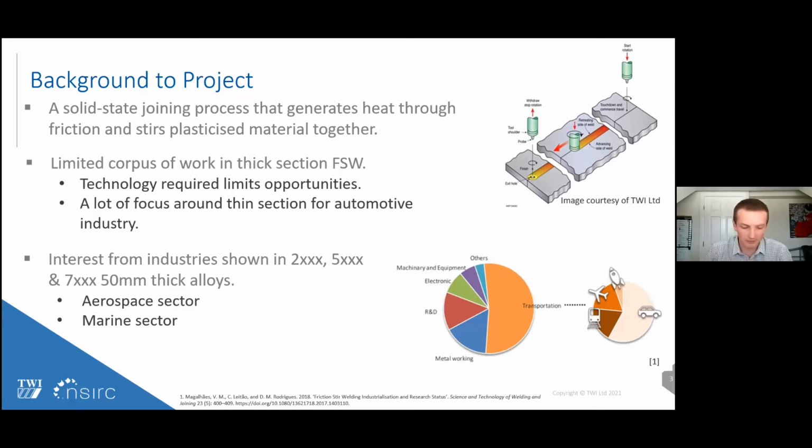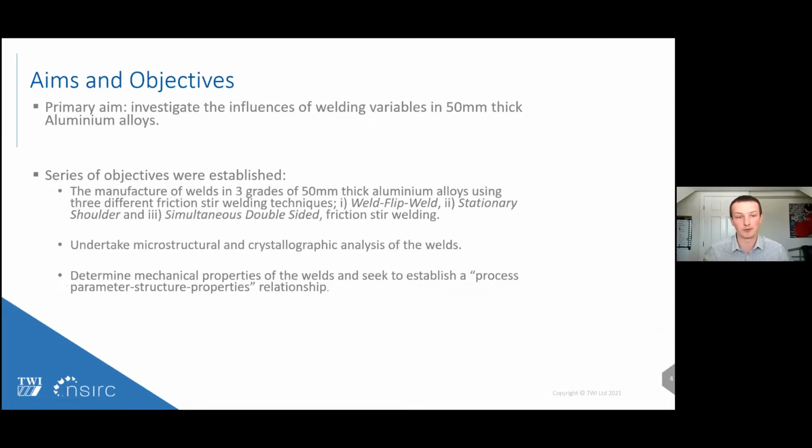trays and electric cars. However, since this PhD has begun, we have seen a growing interest in thick section friction stir welding, namely in both the aerospace and the marine sectors for components including wing spars on aircraft. So there is a growing interest, but there's currently a lack of knowledge around the subject, which is where the PhD comes in. So the aim of the project was to try and develop an understanding of how friction stir welding is going to impact the mechanical properties in 50mm thick aluminium.